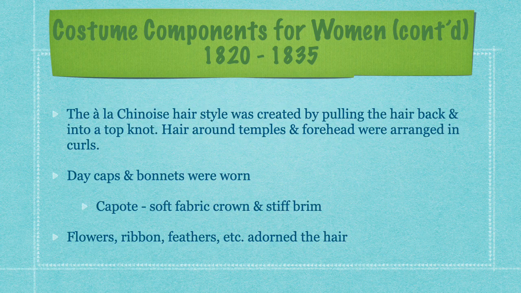The a la chinoise was a hairstyle that was created by pulling the hair back and into a top knot. Hair around the temples and the forehead were arranged in curls. Day caps and bonnets were worn. Capote, which was a soft fabric hat where the crown of the hat was soft and the brim was stiff, were also worn. Flowers, ribbons, feathers, etc. adorned the hair.